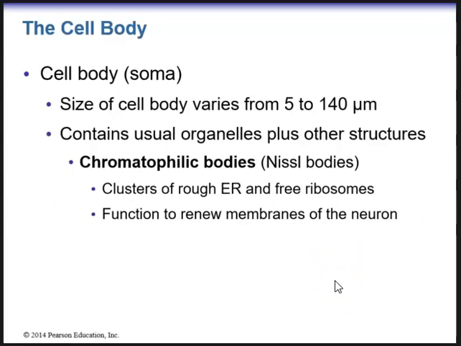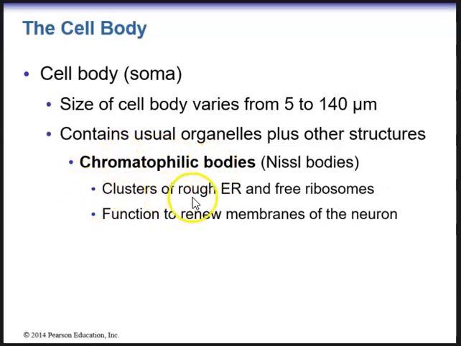The first part of the neuron we're going to talk about is the cell body. It's also called the soma. Now, the size of the cell body will vary anywhere from 5 to 140 microns. It contains the usual organelles plus other structures. One structure that we'll see in neurons are what's called chromatophilic bodies or Nissl bodies. These are called Nissl bodies because they have a specific stain called a Nissl stain. They stain blue. It's really pretty. I've actually performed a Nissl stain on brain sections before.